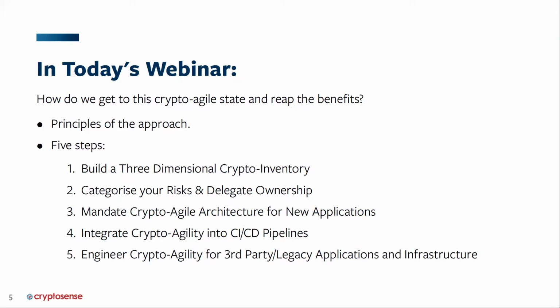So first of all, the architecture that we're going to have adopted for new applications or applications that we're already modernizing, getting crypto agility into our CI/CD pipelines, and I'll explain why that's key a bit later. And then we're going to deal with the difficult stuff, so third-party or legacy applications that are not so easy to change the cryptography in.